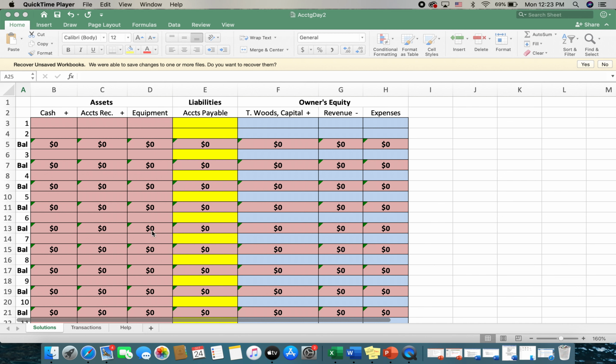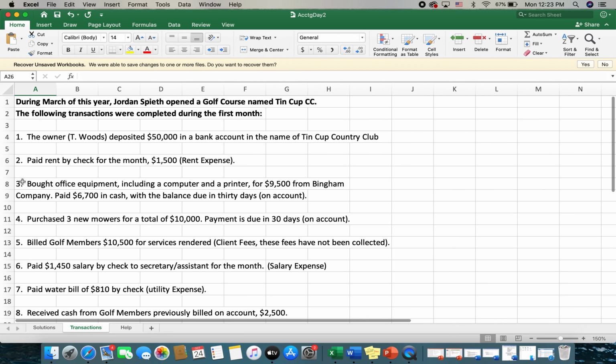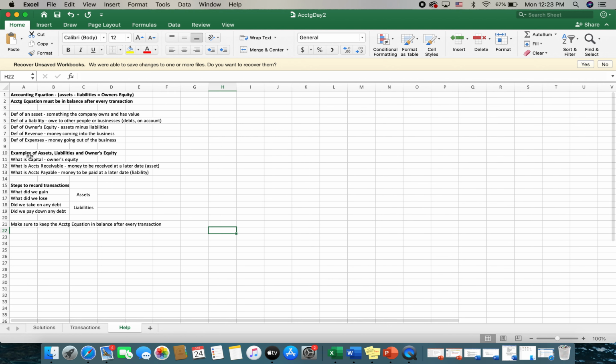All right, here's the accounting day 2 assignment. You will see 3 tabs after you make a copy and download off of Classroom. We have the solutions. This is what you're going to turn in. The transactions are the actual questions. I changed the letters to numbers because it was bothering me. And then we have the help definitions of, these are our terms, examples, and the questions that we need to ask. Okay, so here we go.